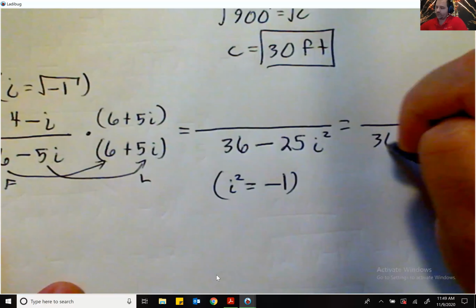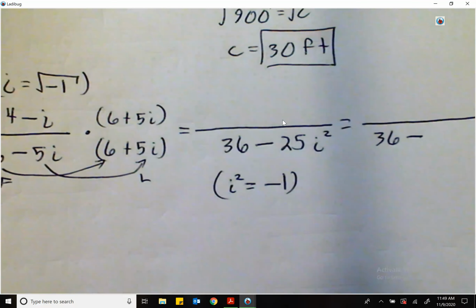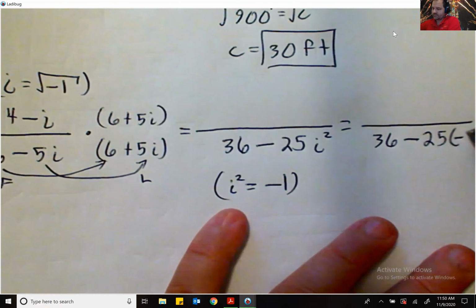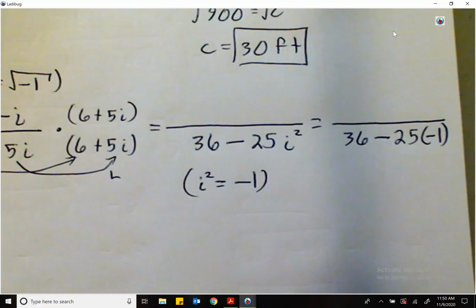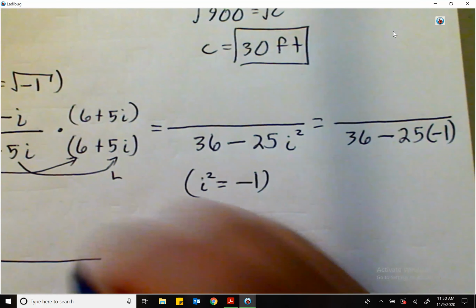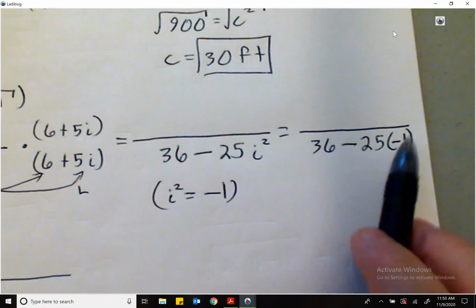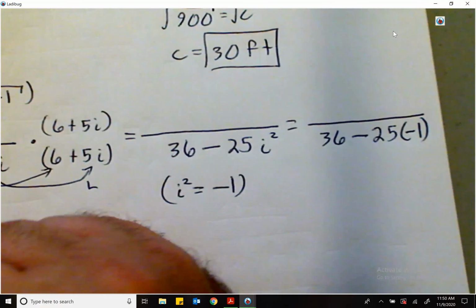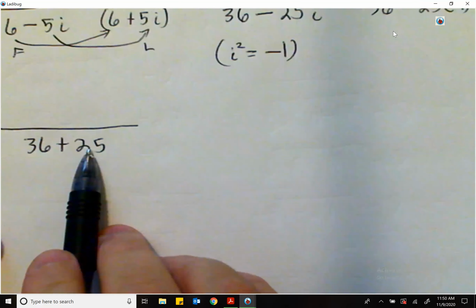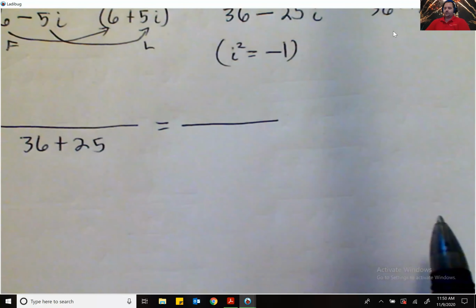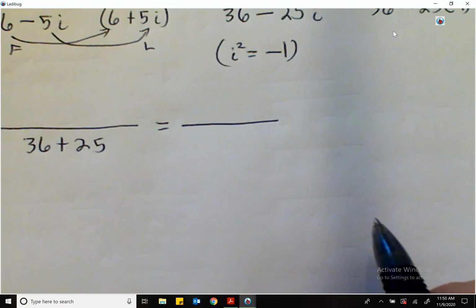So this denominator really looks like 36 minus 25 times a -1. So in that denominator, what's a -25 times a -1? Positive 25. So my denominator really is 36 plus 25, which is what? 61.